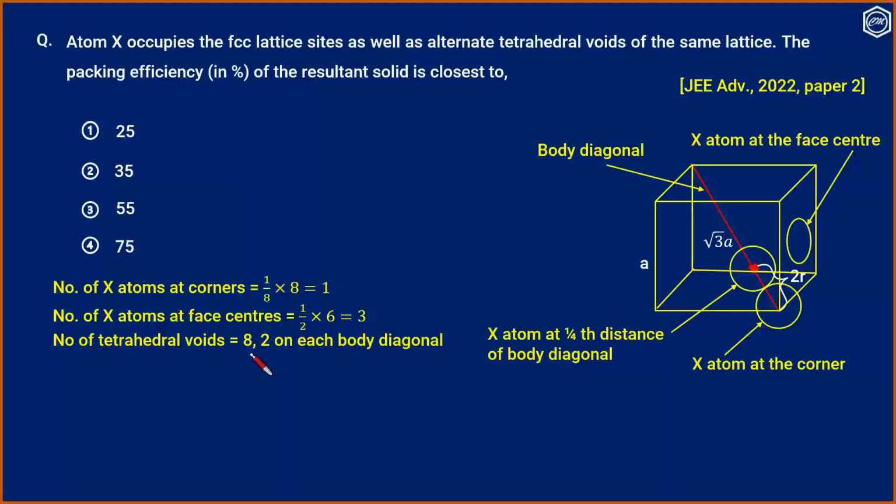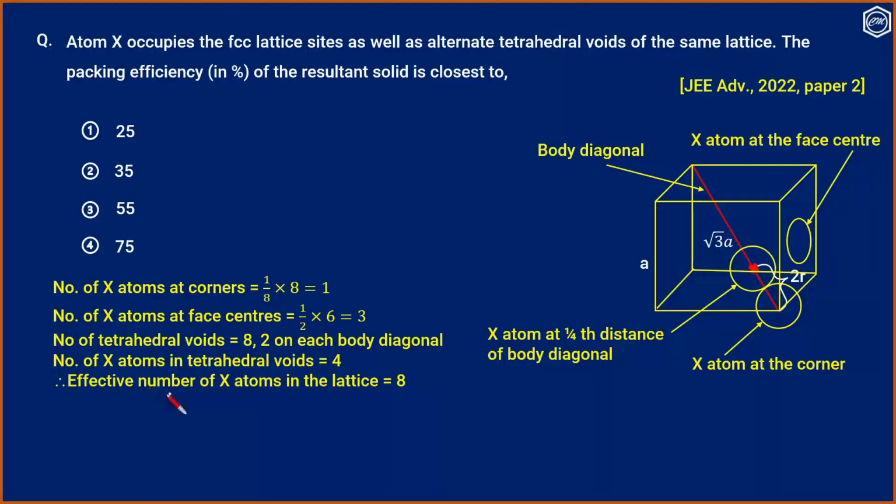The total number of tetrahedral voids in an FCC lattice is 8. That is twice the effective number of atoms in an FCC lattice. And these tetrahedral voids lie on the body diagonal, that is 2 on each body diagonal. Number of X atoms in the tetrahedral voids here is 4, because only alternate tetrahedral voids are occupied by X atoms. Therefore, the effective number of X atoms in the lattice is 8: 4 in the tetrahedral voids and 3 plus 1, that is 4, total 8.